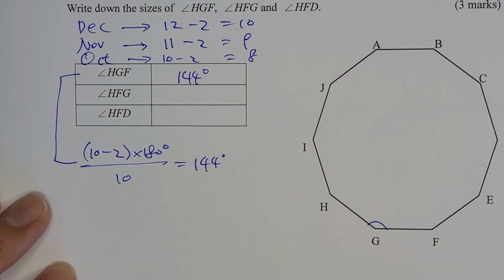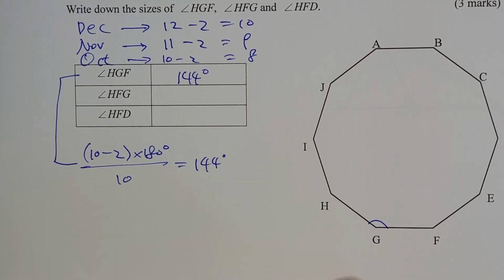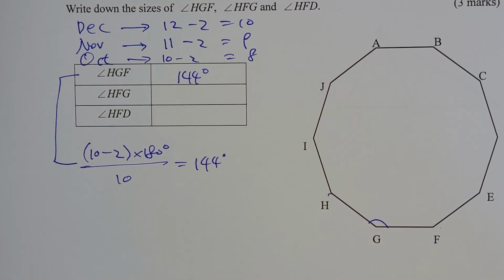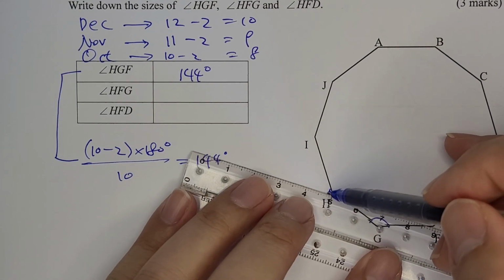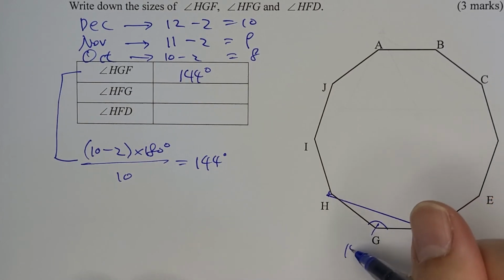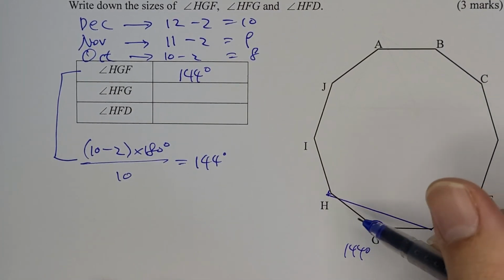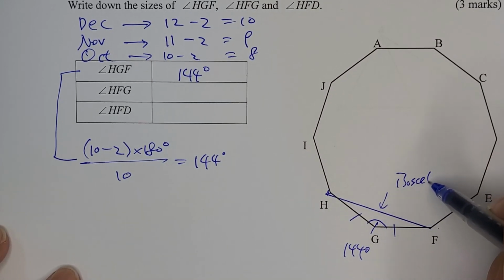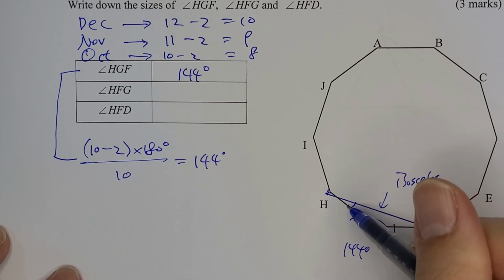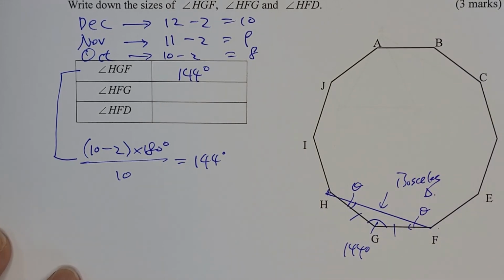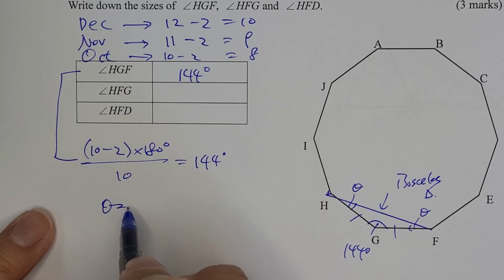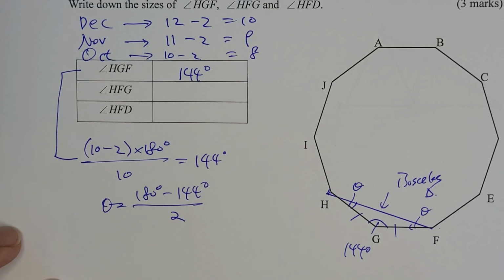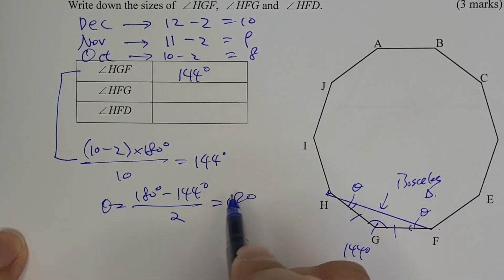Next, you need to find angle HFG. Then you need to add the straight line by yourself. That is 144, right? These two lines are the same. So this is an isosceles triangle. And these two angles are the same. Theta will be 180 degrees minus the top angle and then divided by 2. So that is 18 degrees.